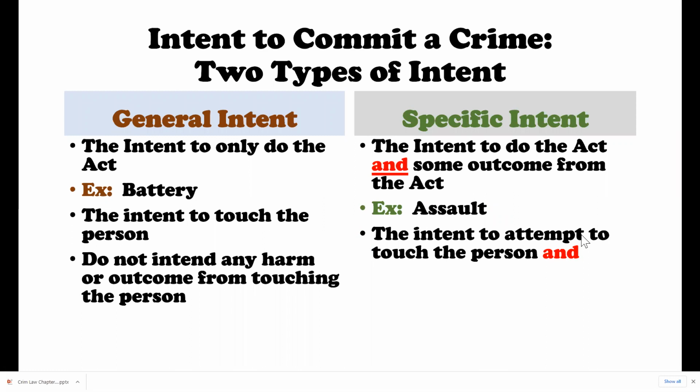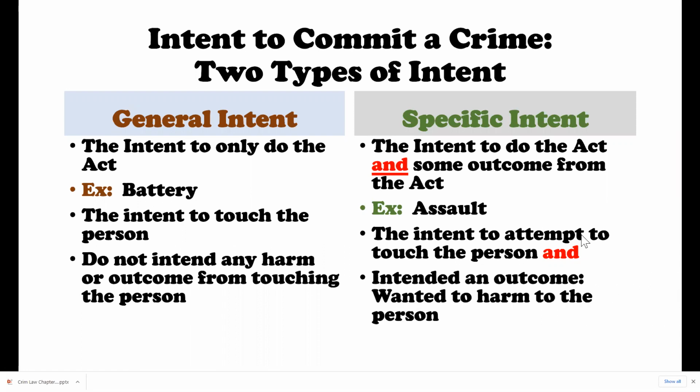But assault is a specific intent crime because you have the intent to touch the person, and with assault, you wanted an additional outcome from touching that person, and that outcome is to harm the person. So somebody swings at somebody, they had the intent to touch that person, but also the intent to harm that person. So specific intent requires an additional mens rea.